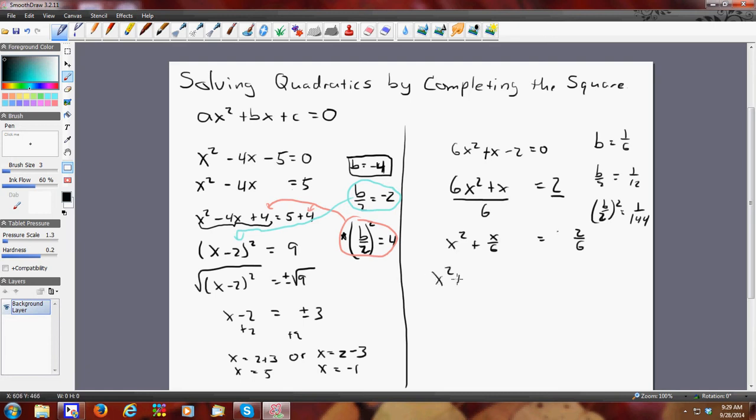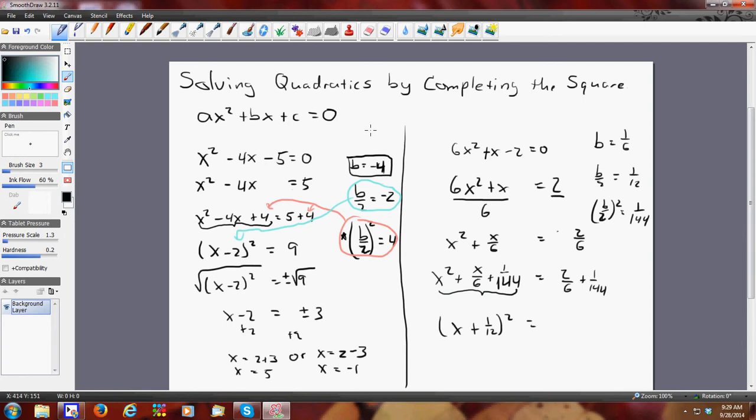I got x squared plus x over 6 plus 1 over 144 equals 2/6 plus 1 over 144. And now I can write this as my perfect square trinomial. It's going to be x plus 1/12 squared equals, oh goodness me, I'm going to have to do a little bit of work over here.